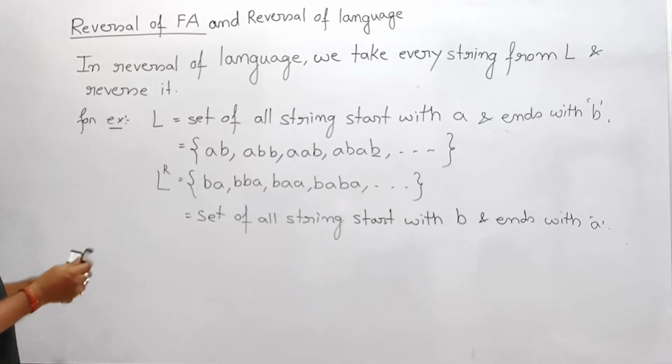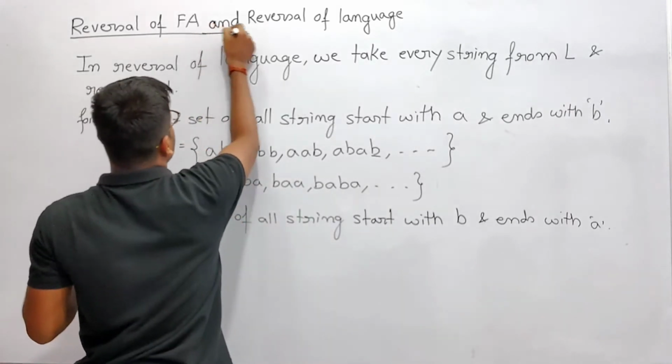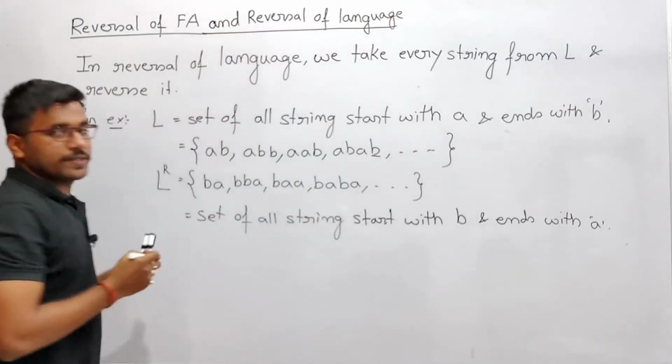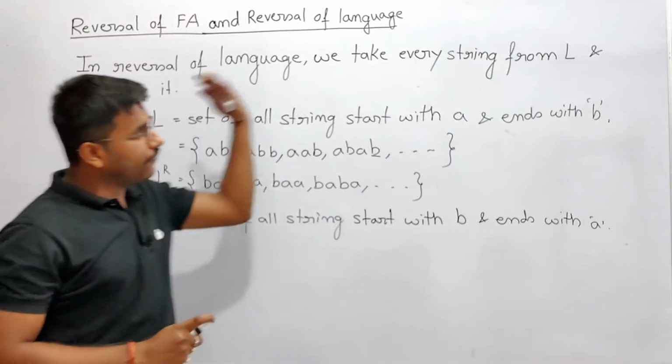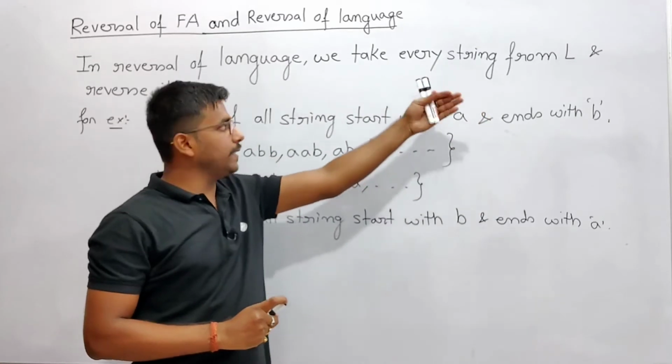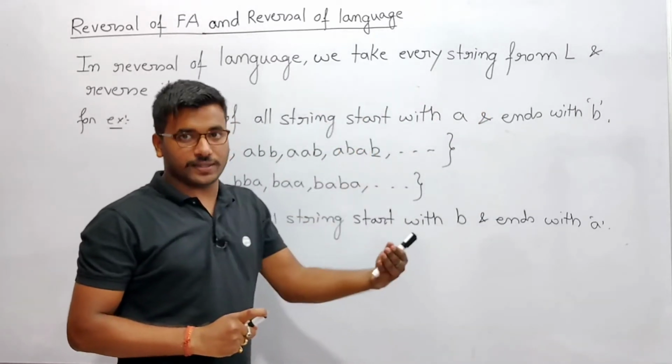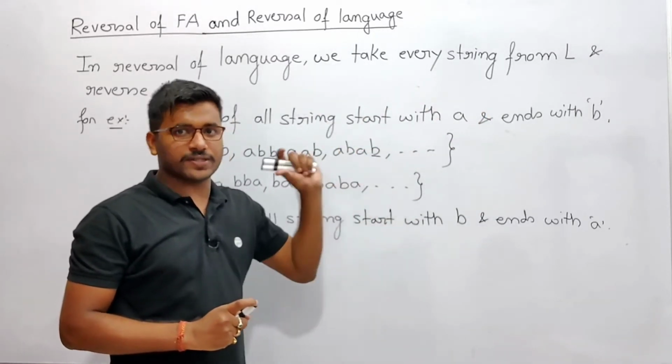Now see reversal of FA and reversal of a language. So how to do a reversal of a language in TOC? In reversal of a language we take every string from L. If your language is L, you take every string from L and reverse it. Just take every string from L and reverse that string.